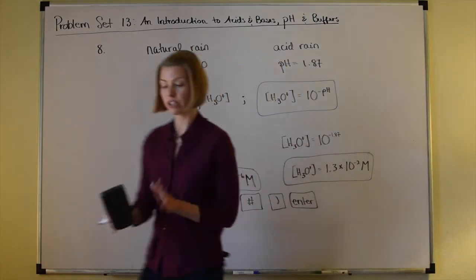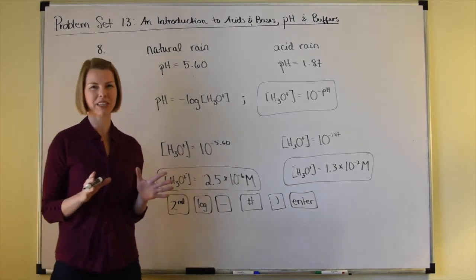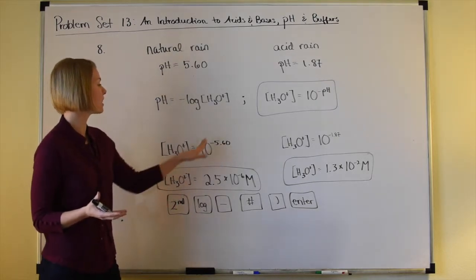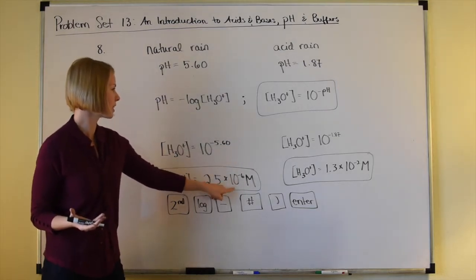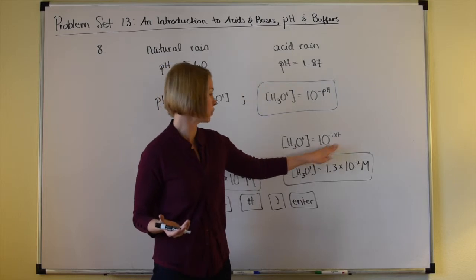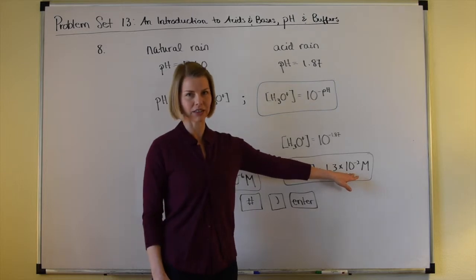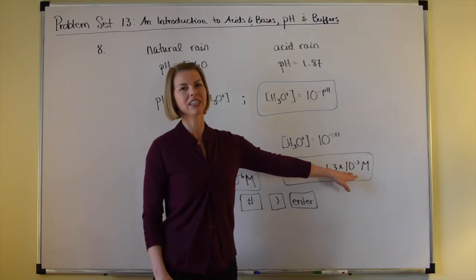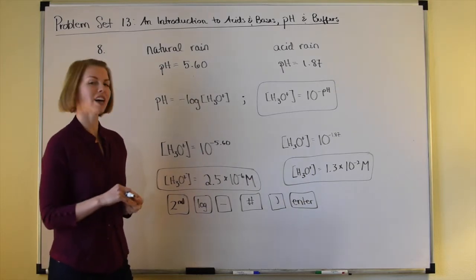Okay. All right, so you can kind of ballpark these answers to make sure that what you came up with is correct. Make sure you didn't punch in something incorrectly. So we had 10 to the negative 5.6, so that should be close to 10 to the negative 6, and it is. And then over here we had 10 to the negative 1.87, so that should be close to 10 to the negative 2, and it is. It won't be exactly 10 to the negative 2 because it's not exactly a pH of 2, so it won't be exactly 1 times 10 to the negative 2, but it will be close. You can kind of ballpark it. Okay, let's go on to number 9.